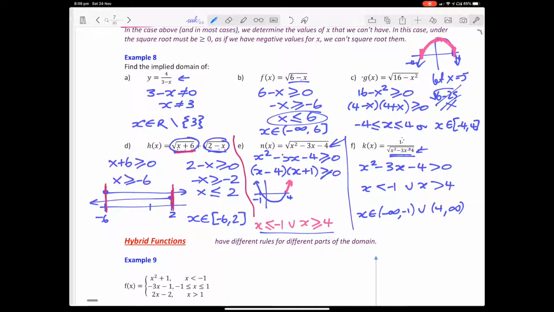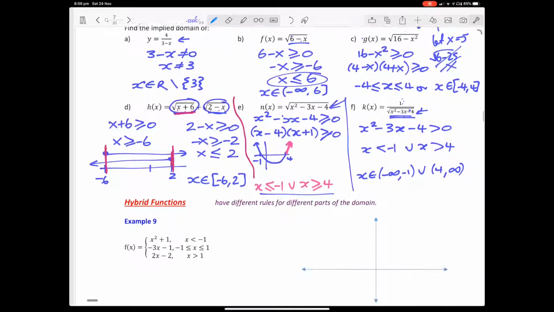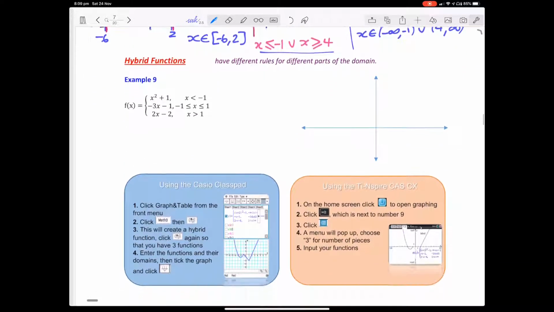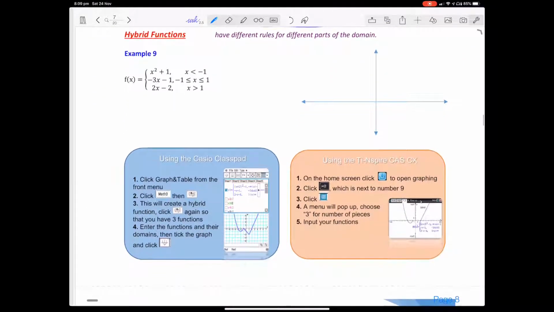Okay, so implied domain is a domain that is basically given to you by the function. The function tells you which values you can and can't use. So it's implied using the function. Next, we've got hybrid functions, which you should have done in year 11. So let's have a look.